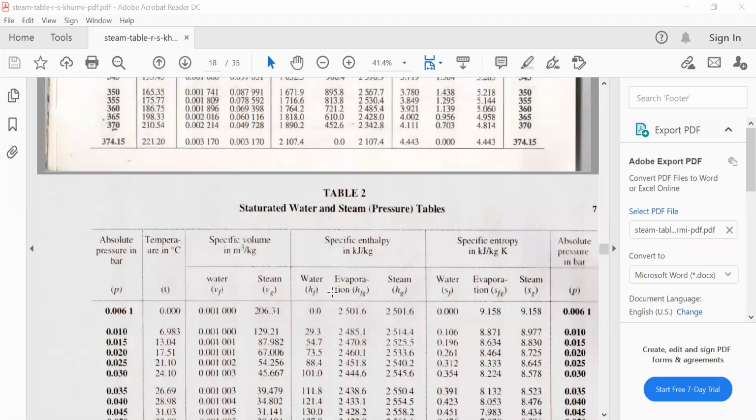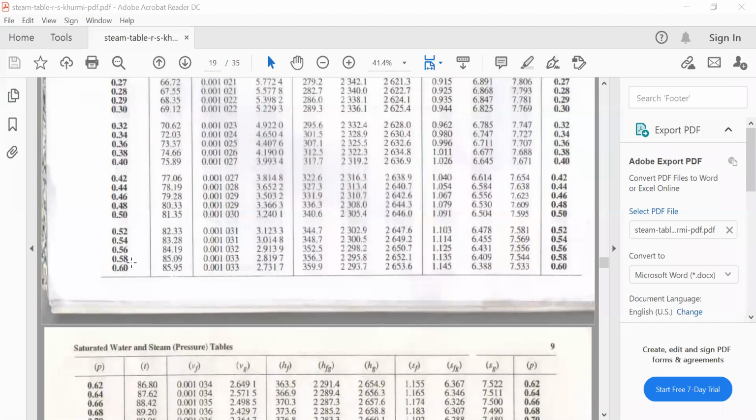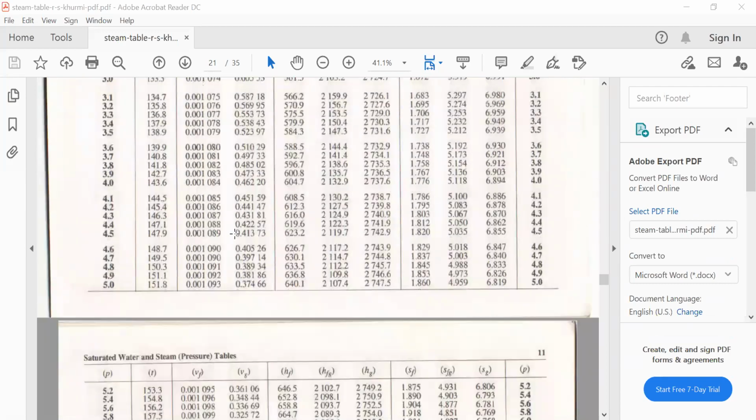Similarly, pressure tables will be given. With respect to pressure, we go to 1.01325. This is the atmospheric pressure. At atmospheric pressure, the saturation temperature is 100 degrees centigrade. If you increase the pressure, the boiling point will increase. If you decrease the pressure, the boiling point goes on decreasing. So at this pressure, you will get all the properties of the steam. This is about the pressure tables.